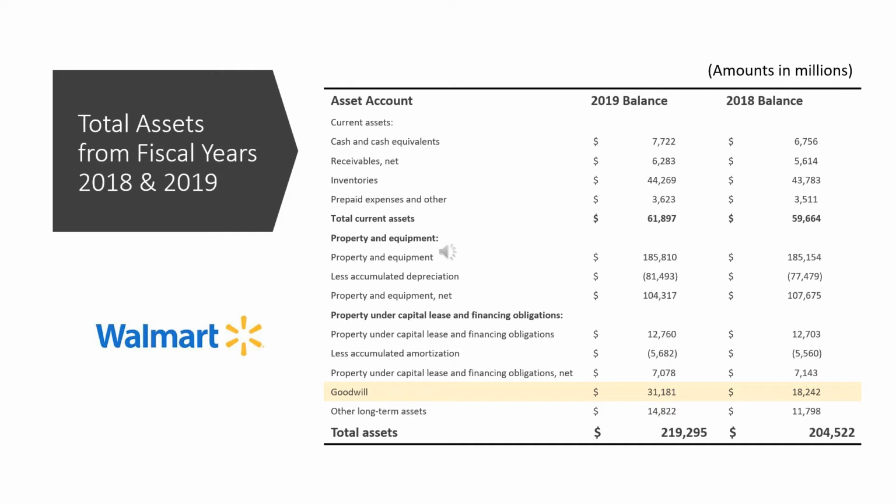Reasons for this difference: the total current assets increased by $2,233,000,000. And then the total long-term assets have increased by $12,540,000,000. So there's the highlighted portion of goodwill on the bottom. And the goodwill increased due to the acquisition of Flipkart. And Flipkart is an Indian-based e-commerce marketplace.